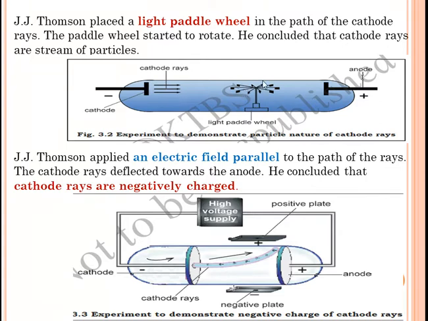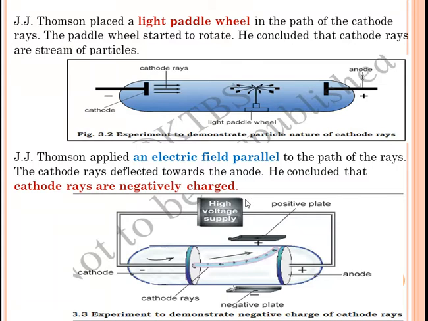When the wheel was rotating, he concluded that cathode rays are a stream of particles. Means they are having some energy. The cathode rays are carrying some energy. That's why this wheel is rotating. Otherwise it cannot rotate. For example, the fan in our house, we cannot use the fan without electricity, because electricity is energy which is helping to rotate the fan. Like that only, cathode rays are a stream of particles. Means they are carrying the energy to rotate the light paddle wheel.